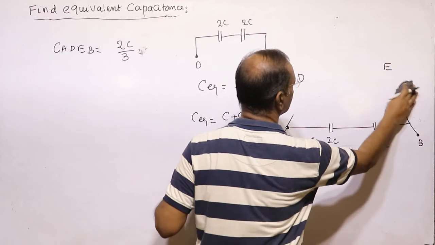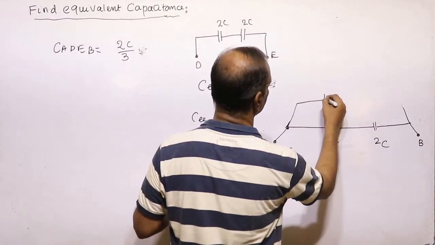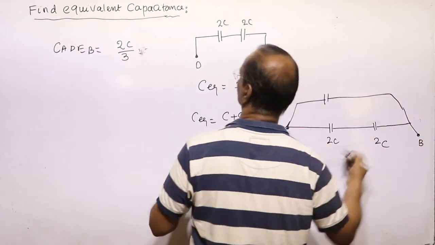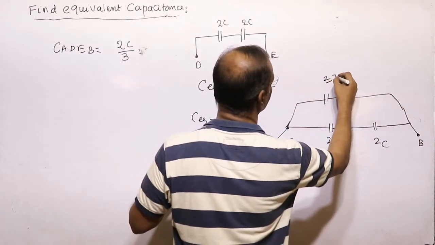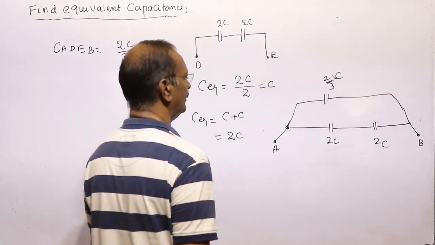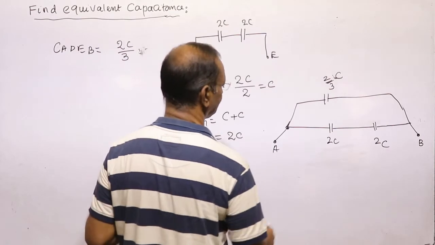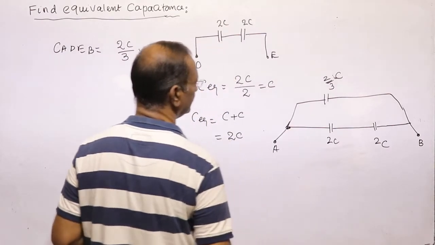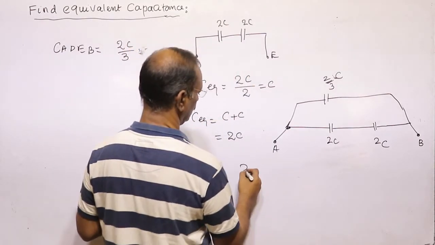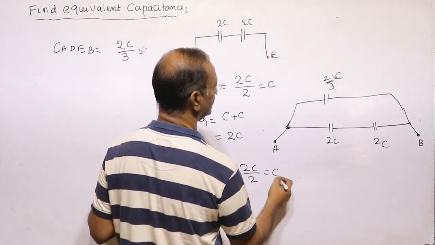This can be treated like this, that is 2 by 3C. So now these and these are in series. It means we can replace this as 2C divided by the number, which is C.